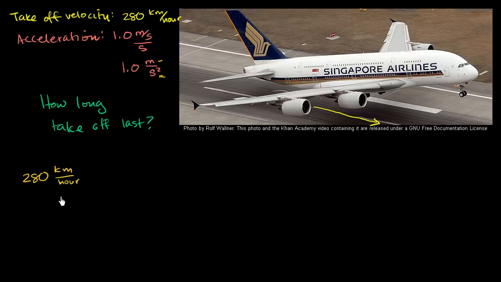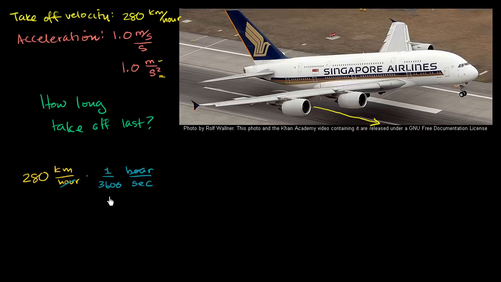So we want to get rid of the hours. And the best way to do that, if we have an hour in the denominator, we want an hour in the numerator. And we want a second in the denominator. And so what do we put in front of the hours and seconds? In 1 hour, there are 3,600 seconds. 60 seconds in a minute, 60 minutes in an hour. And so you have 1 of the larger unit equal to 3,600 of the smaller unit. And so we can multiply by that. And if we do that, the hours will cancel out, and we'll get 280 divided by 3,600 kilometers per second.